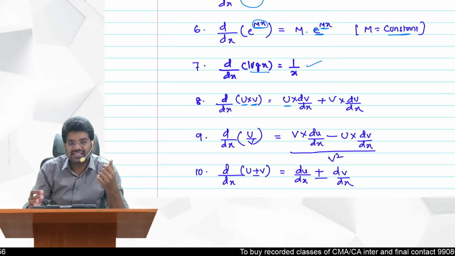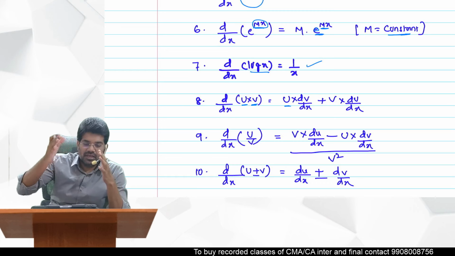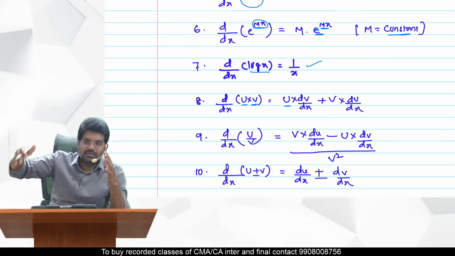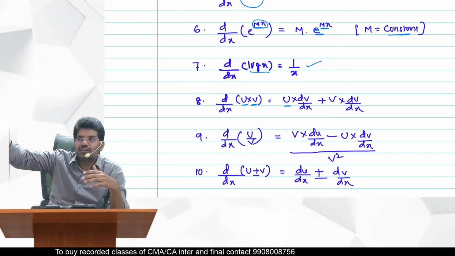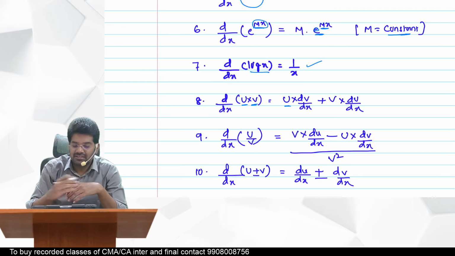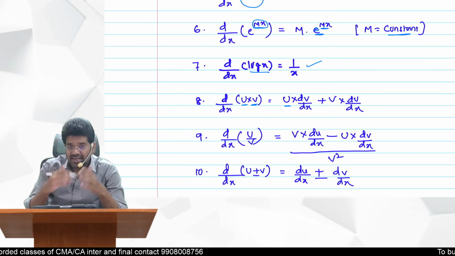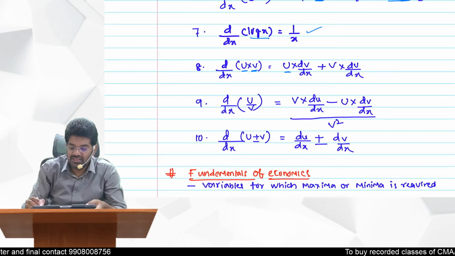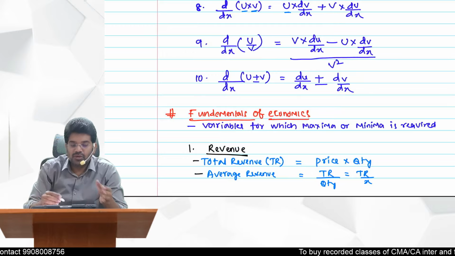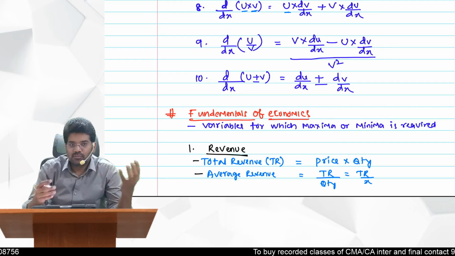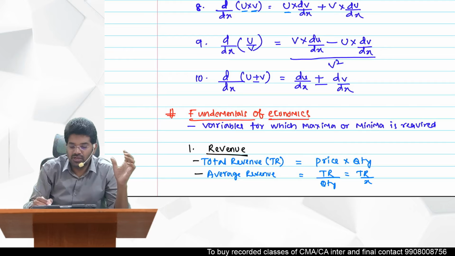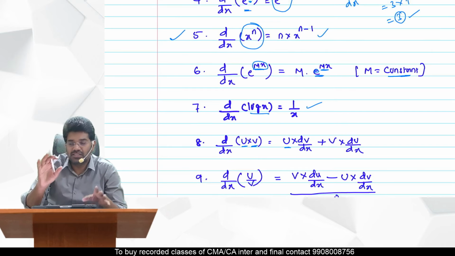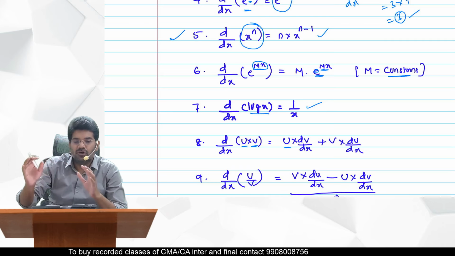For u into v, it is first u into the differentiation of v with respect to x, plus v into the differentiation of u with respect to x. If it is divided by, then put minus and divide by v square. That is the additional thing we are doing here. For u plus or minus v, take both derivatives, with plus or minus in between. So this is what you should remember. These are the formulas to do single variable problems.